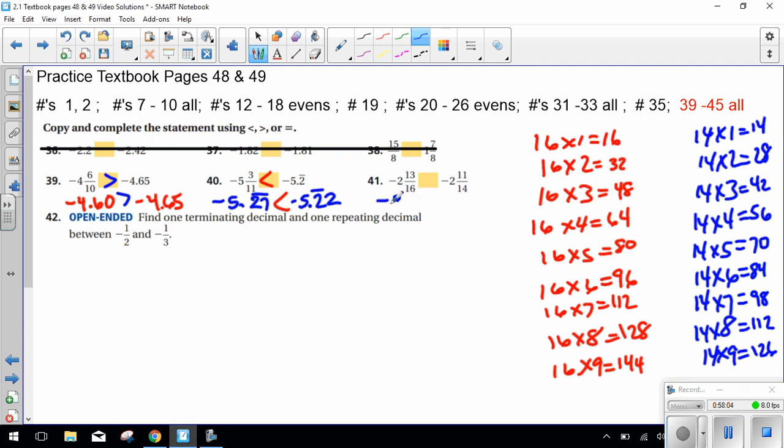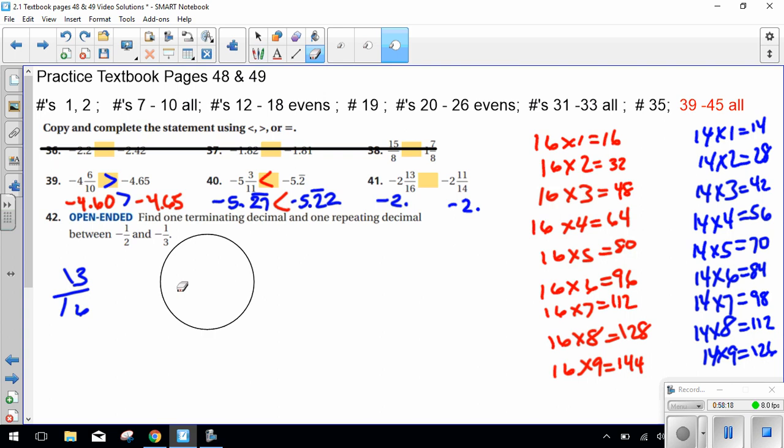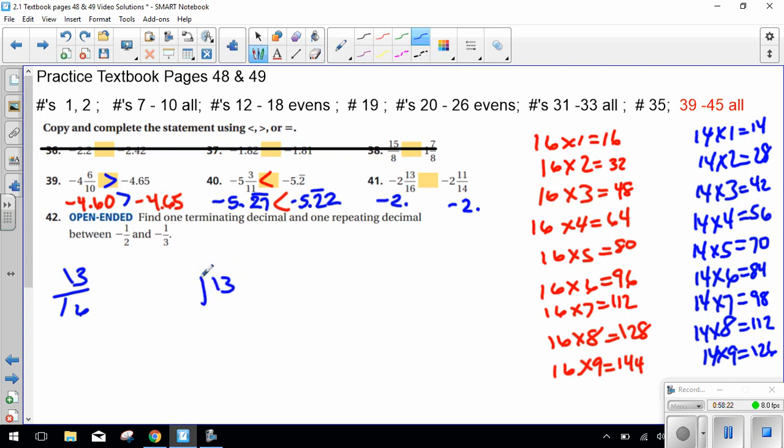So I know my answer is going to be negative 2 point something. And the same here. Okay, so I'm going to take 13 over 16. I'm setting this up wrong. Your numerator or your dividend goes in, and your 16, your denominator, stays out. So I'm going to add a decimal and a 0. How many 16s in 130? And the answer is 8. And I get 128, 2 left over.